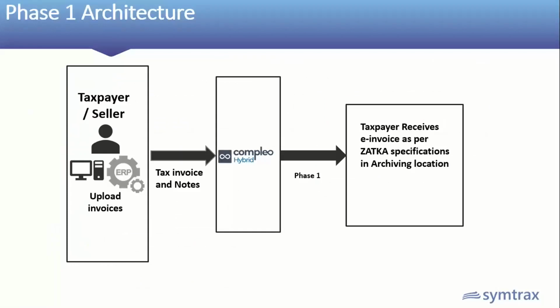Now we will see the architecture for phase 1. At left hand side, we have seen the typical architecture of how Compleo works. From your ERP or from your billing software, we can capture the document either through an automated way or through a manual way. Then the invoice will be generated as per JATCA specification, and that invoice will be stored in an archiving location as well. Now, if you want that invoice output in Arabic as per the JATCA specification, we can provide output in Arabic format as well, and then it will be distributed as required.